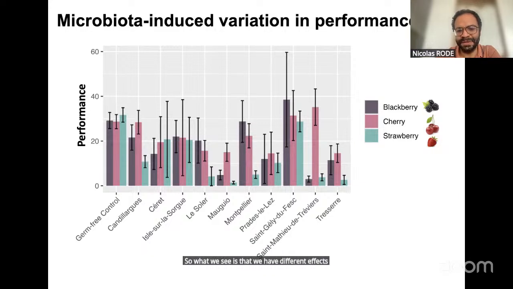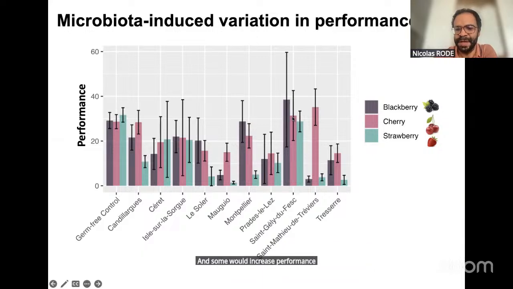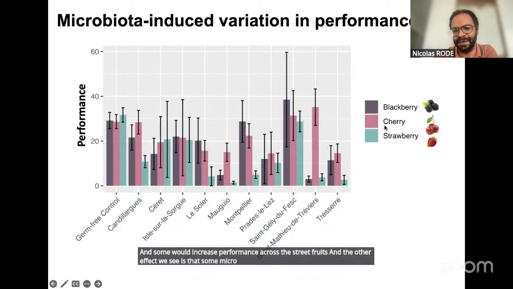Some communities, they are like bad across the board, so they would decrease performance across the three fruits, and some would increase performance across the three fruits. And the other effect we see is that some microbial communities, they are fruit specific. So if you take this microbial community here, you see the performance is high on cherry, but it's low on either blackberry or strawberry.